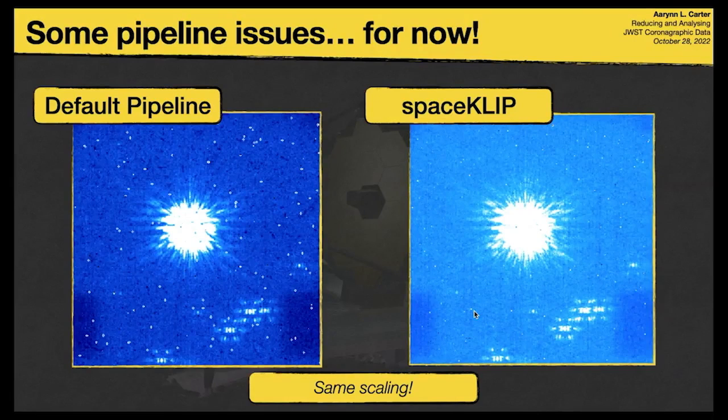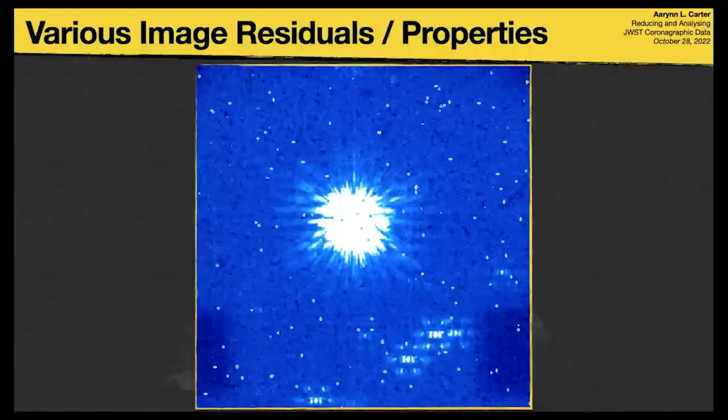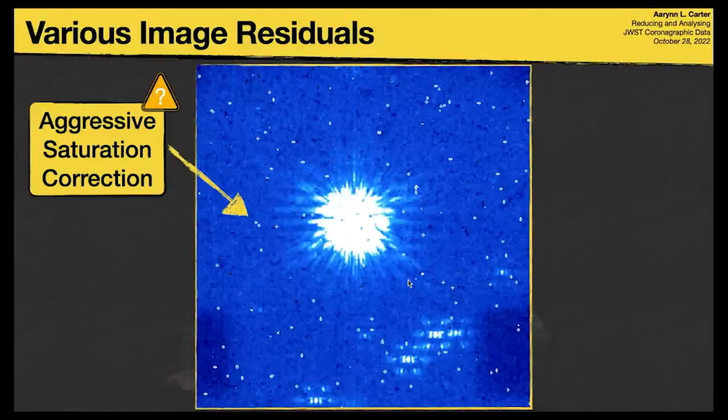So to give you a glimpse at these different issues that the default pipeline gives you for now, we have some aggressive saturation correction. You can see these blobs here: if one pixel is detected as saturated, it will mark all boundary pixels as saturated as well. I put a question mark on this one because I do think people have different preferences on this. I know some people are more keen to just say, yeah, let's ignore those pixels.